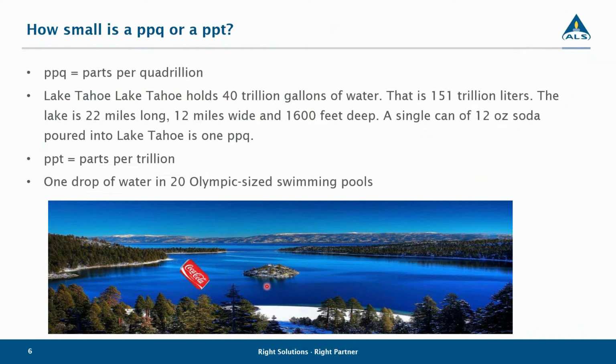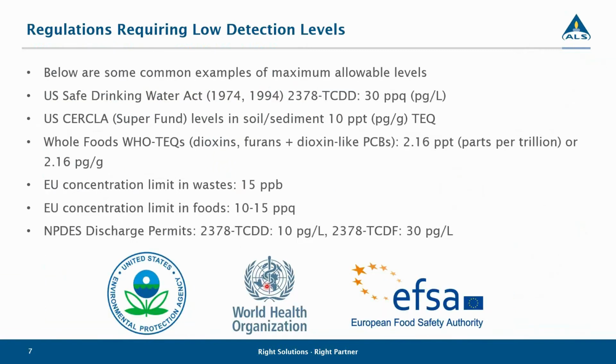Now for ppt, parts per trillion, a good example I have seen is 1 drop of water in 20 Olympic-sized swimming pools. Each Olympic pool holds 660,000 gallons of water, or 2,500,000 liters. So you can imagine that's a huge magnitude there. On the next slide, we're going to look at some of the regulations requiring low detection levels.